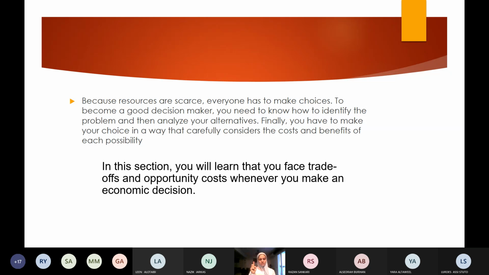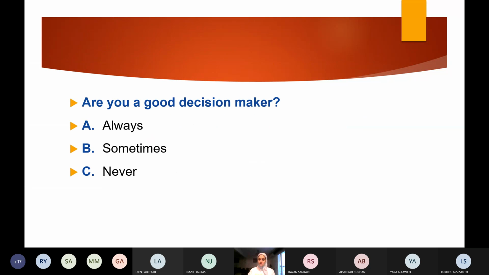You face trade-offs and opportunity costs. Let's see, are you a good decision maker, girls? Do you always take a decision, or do you hesitate before taking a decision? Sometimes I hesitate. Sometimes yes, sometimes no.